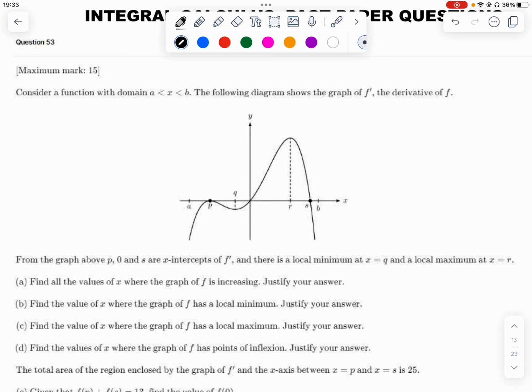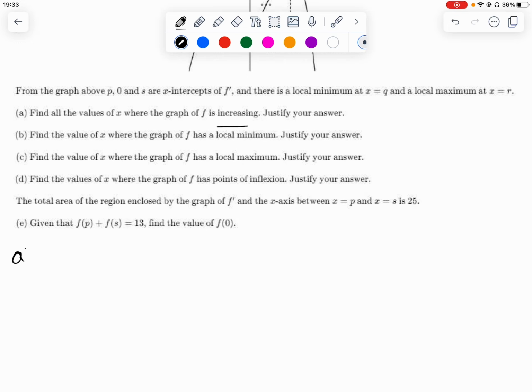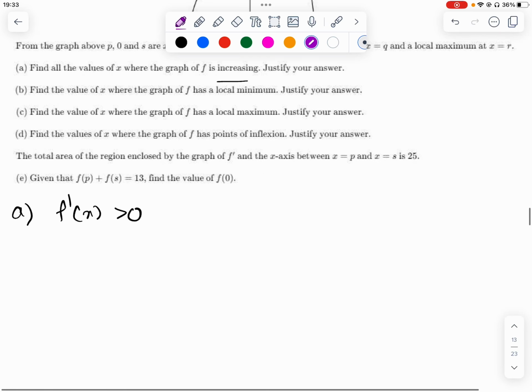Consider the function with the domain x lies between a to b. The following diagram shows the graph of f prime x, the derivative of f. Find the values of x where f of x is increasing. Justify your answer. So f is increasing means nothing but what? f prime x should be positive. You can see that it is an interval where the derivative is positive, between these two points, so 0 to s. So in the interval 0, s.